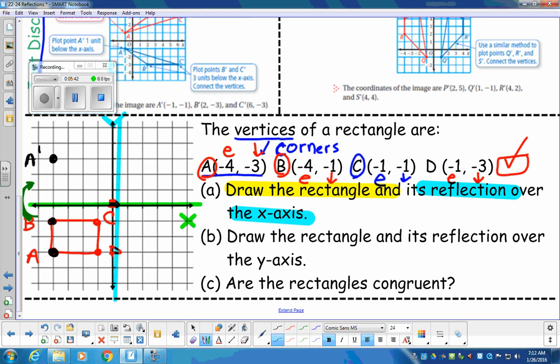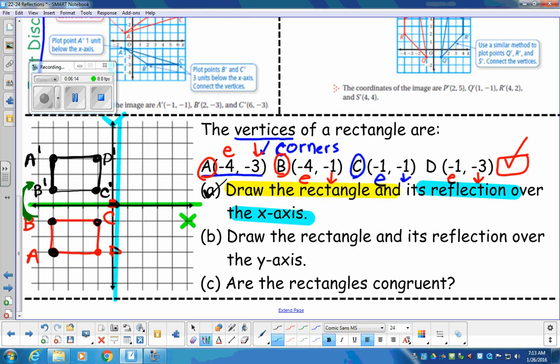B. When we take B, we're going to flip it over the x-axis. It should land 1 unit above, which becomes B prime. C. C is 1 unit below. So when we flip it, it becomes 1 unit above, which becomes C prime. And D, when we flip it, it's 3 units below, so it ends up 3 units above, D prime. So we end up with A prime, B prime, C prime, D prime. That's part A. Okay, so that's our first reflection.